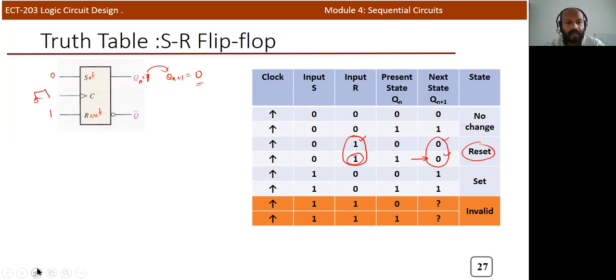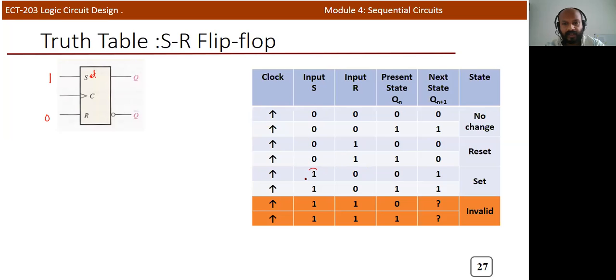And now we will discuss the 1-0 condition. The 1-0 condition means set is equal to 1. So if S is equal to 1, whatever the present state is, whether 0 or 1, the output becomes 1.